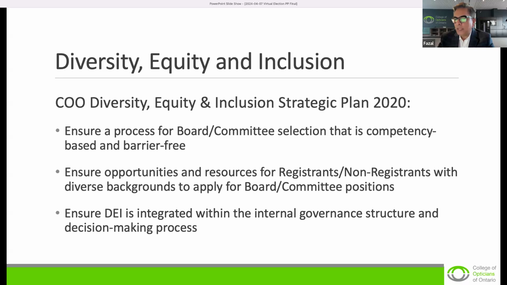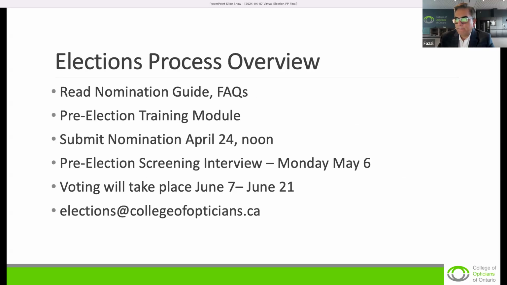We want to make sure that we have opportunities and resources for registrants with a diverse background to apply for the board and committee positions. And that's why events like this, where we're having an info session, are put on, so that you really do know what's involved, and maybe that it's not as tall a mission as somebody might think. And we're trying to make sure that we have a DEI approach integrated into all our processes internally.